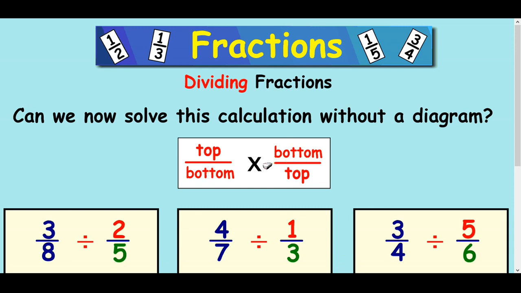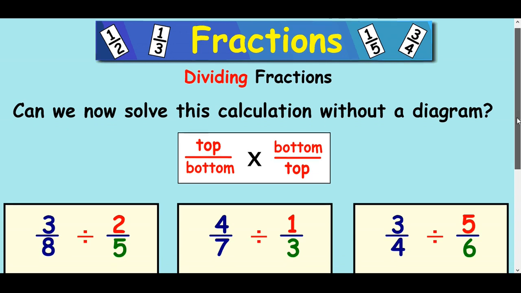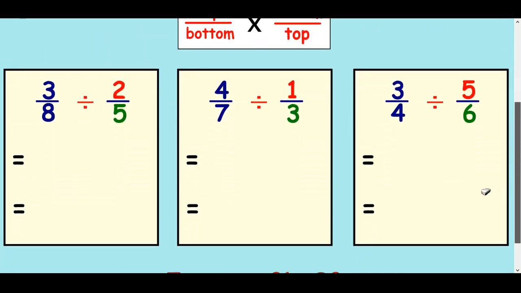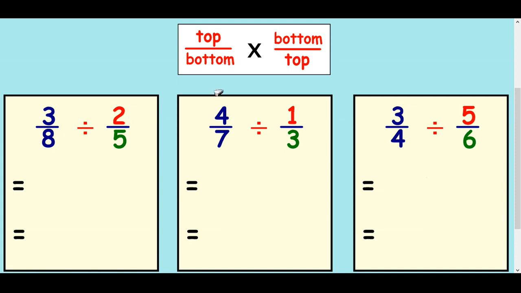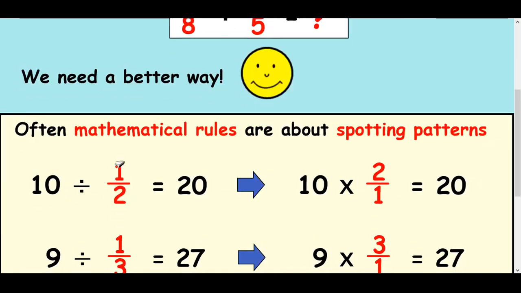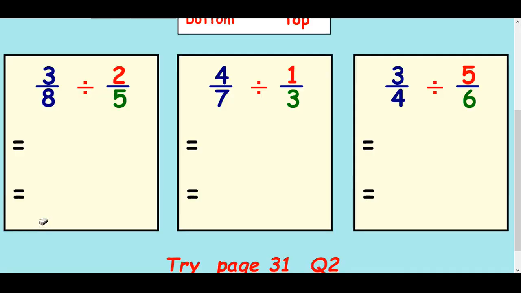So the basic idea is you do the top over the bottom times the bottom over the top. We know how to multiply fractions. We did it in the last lesson. It's much easier than division. So if we can turn it into a multiply, we can handle this. Let's look at this first one. We've got 3 over 8 divided by 2/5. The rule is you flip the fraction over and make it into a multiply, which makes it much easier to think about.